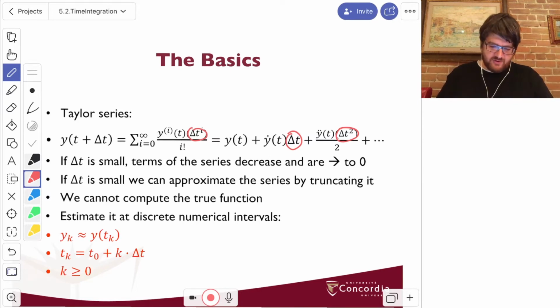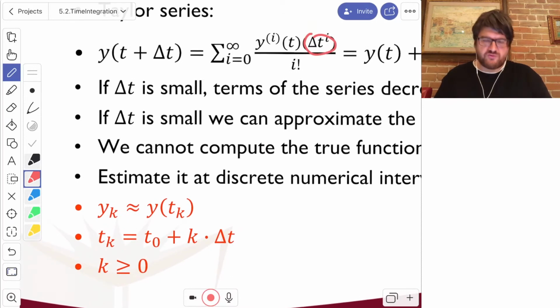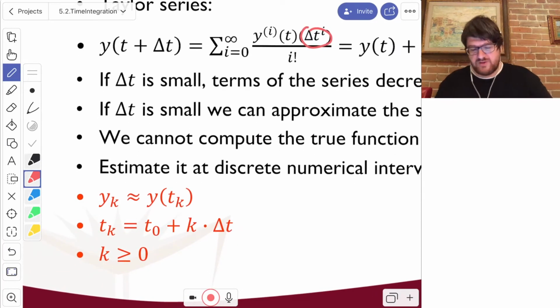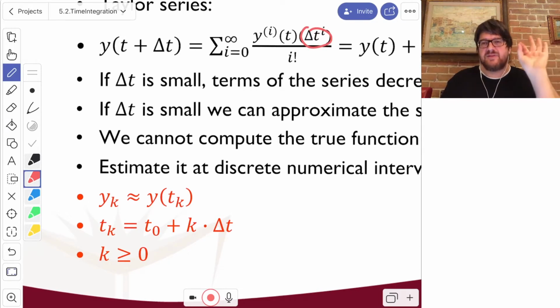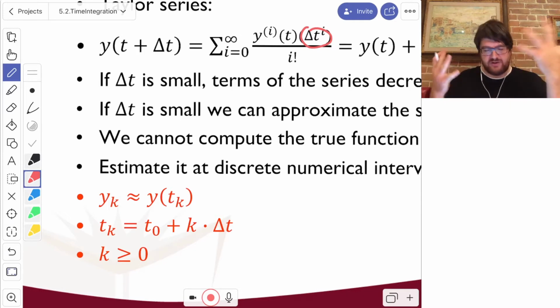So this is what we're going to do here. Essentially, we will not compute the true function y because, well, we can't really. All we have to do is to estimate our function y at some discrete time steps in time. For computer animation, this is all we need really, because we want to render the model.